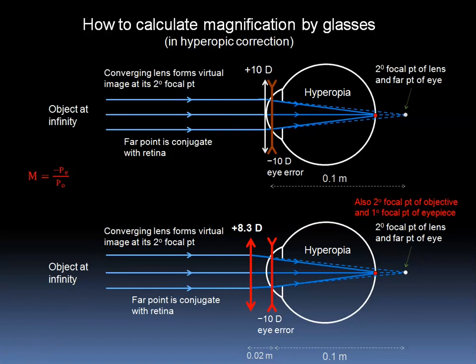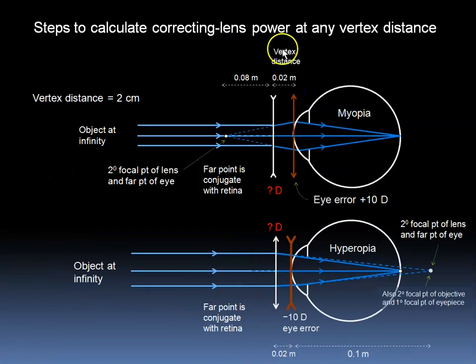In order to calculate the correcting lens power at any vertex distance, which means the distance between the eye and the correcting lens, we need to know what the eye error is, and then we can calculate where the far point is. If this eye has an eye error of plus 10, that means that the far point of the eye will be 0.1 meter in front.